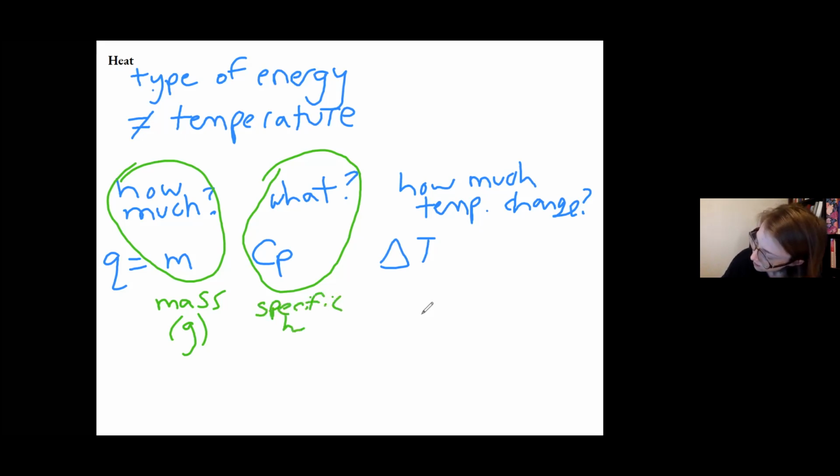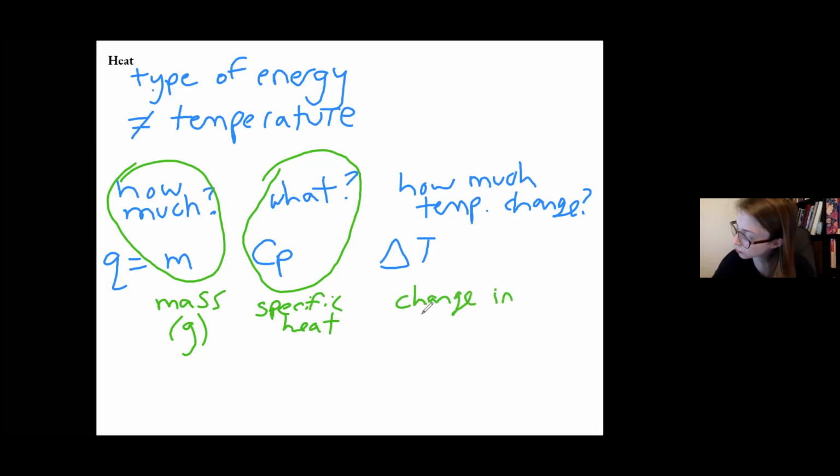We'll come back to its units. They're the ones that always look funky, but I'll show you why. And then how much did the temperature change? Delta is that triangle. Delta means change. And then capital T, always a capital T, the change in temp.